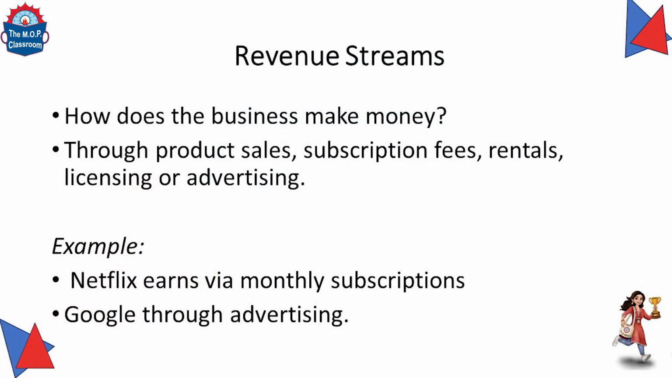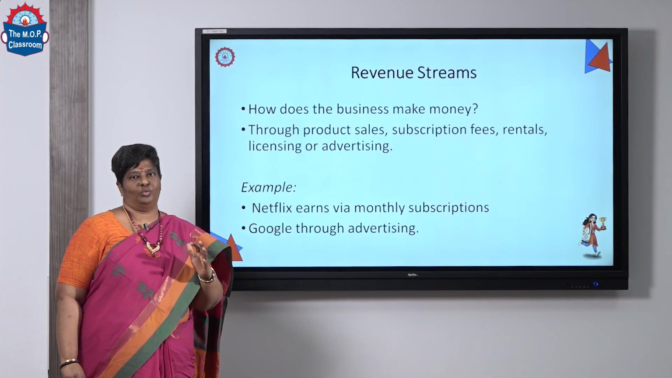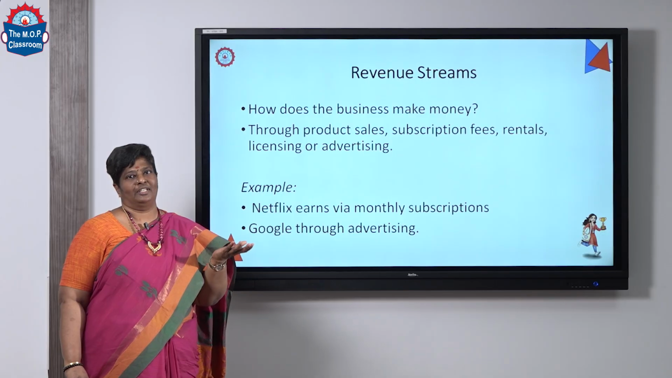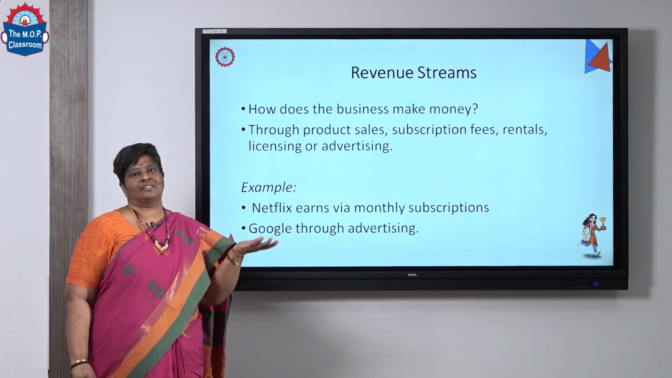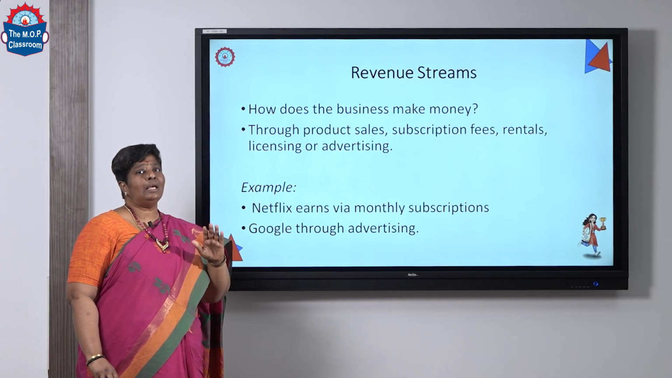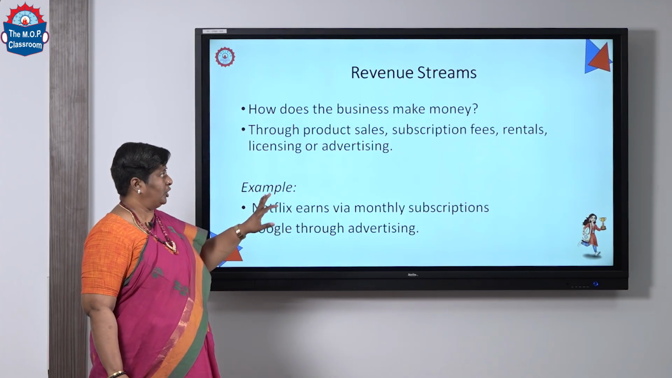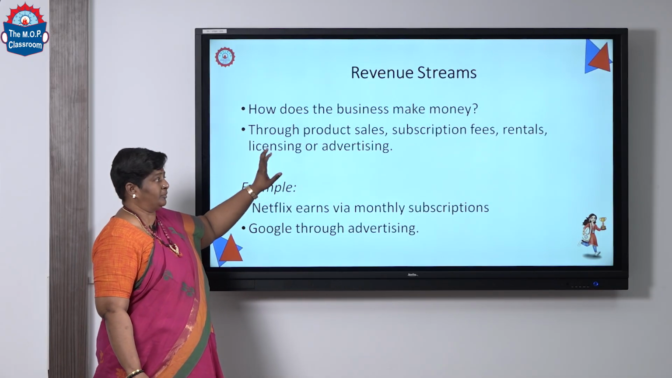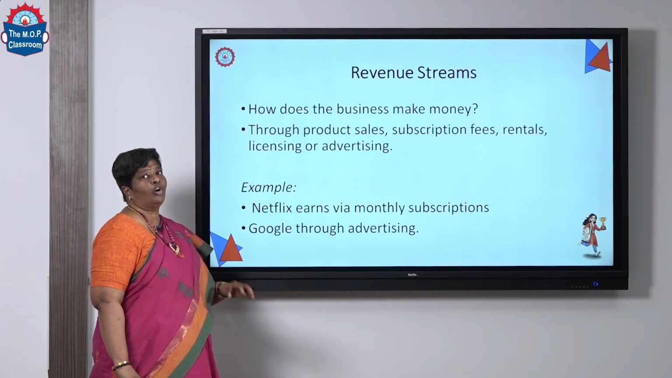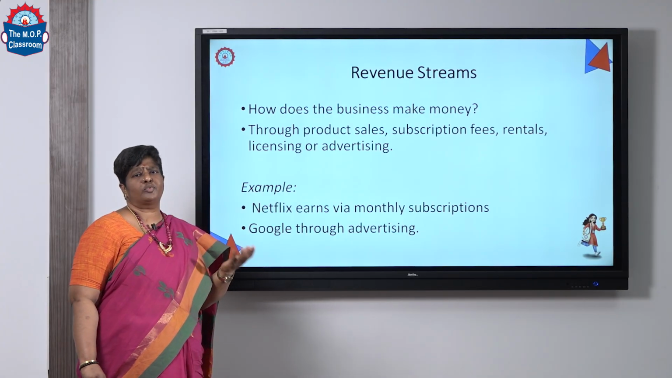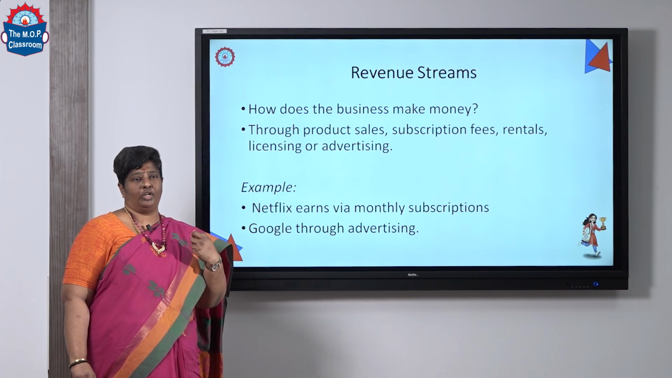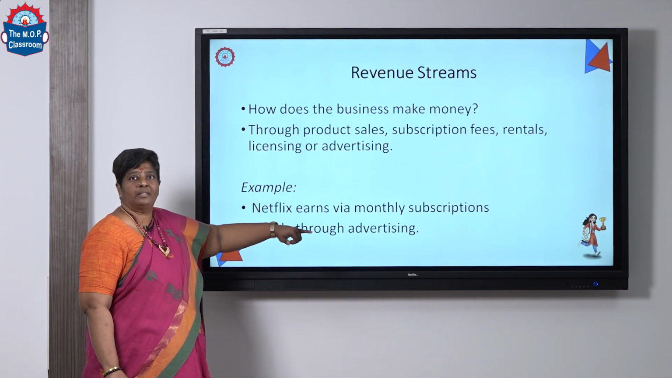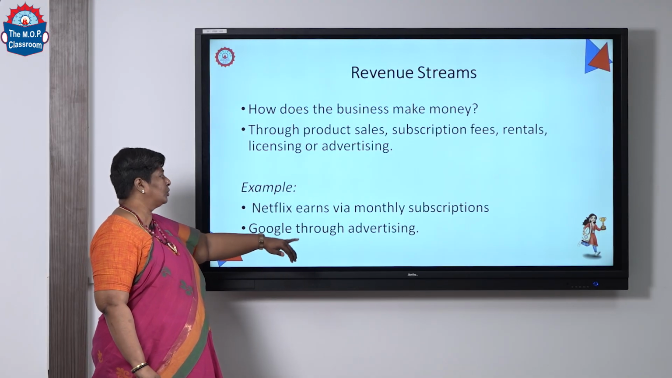Then comes the important part of your business: how you are going to make the revenue and how you are going to make profit. Unless you are clear about how you are going to make this, your business is headed for a downfall. So, be clear about how you are going to generate revenue. It can be through product sales, subscription fees, rentals, licensing or advertising. Given the online platforms, a lot of business is online, and their business model is very unique in how they generate revenue. For example, Netflix earns through monthly subscription, and Google, through advertising.